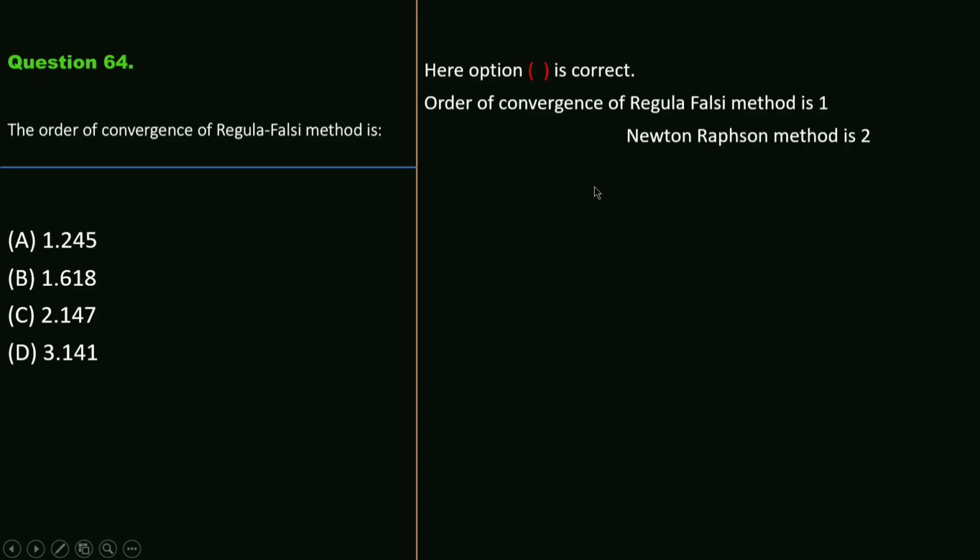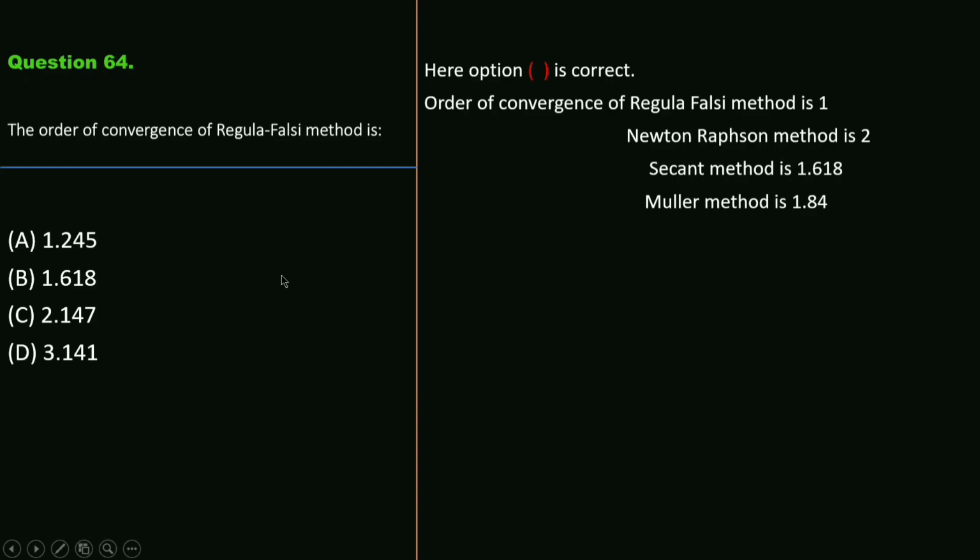And remember that the order of convergence of the Newton-Raphson method is 2. The secant method is 1.618. If in place of regula falsi the question asked the order of convergence of the secant method, then 1.618 would be the correct answer. But here the regula falsi method is given, and it has a linear rate of convergence. That means the rate of convergence is 1. So this one is a wrong question. Also remember the rate of convergence of the Muller method is 1.84. So this one is clear.